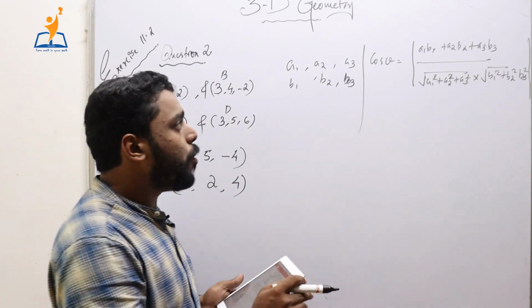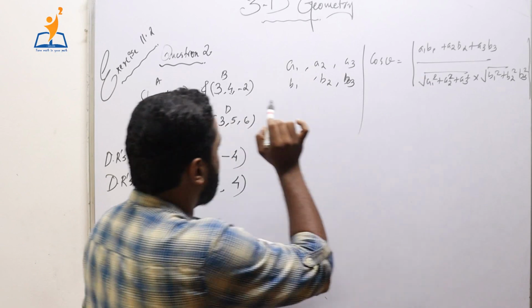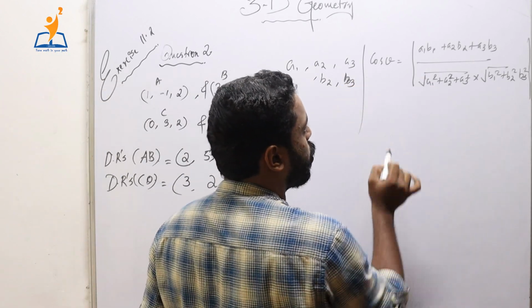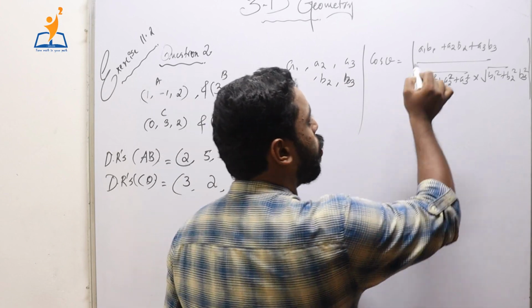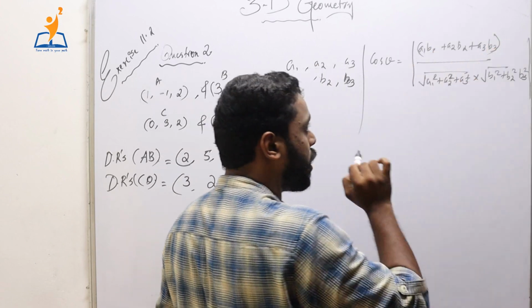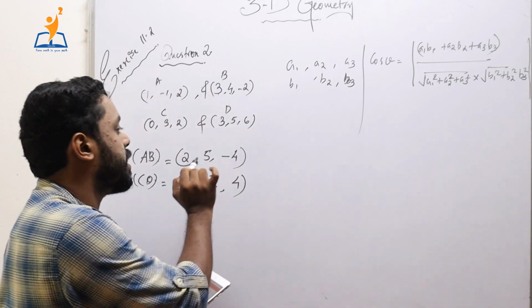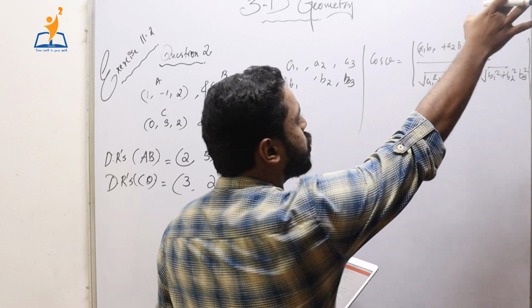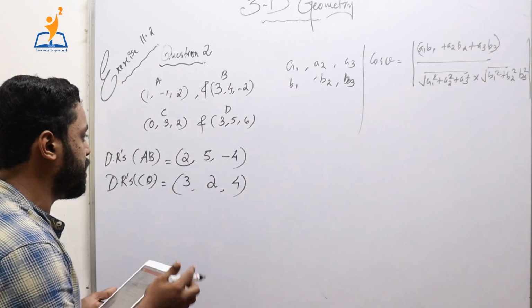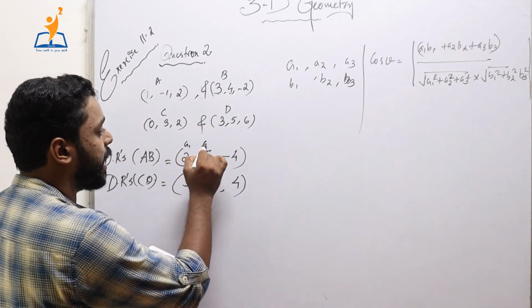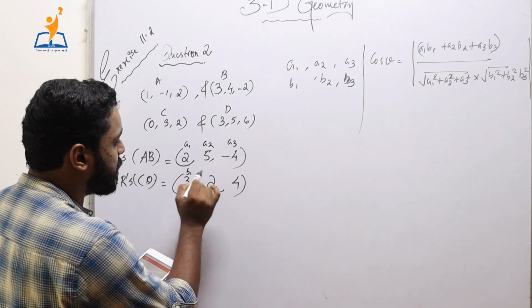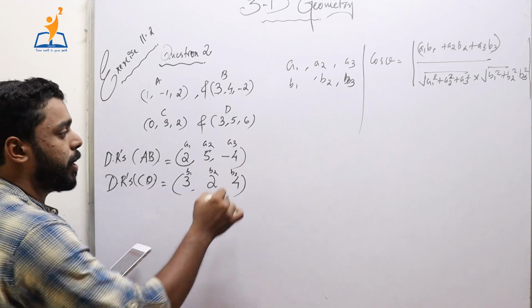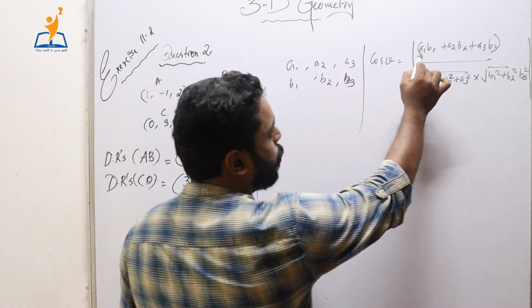Now we have to show that these two lines are perpendicular, which means that cos theta is equal to 0. When will cos theta be equal to 0? When the numerator is equal to 0. So in order to check whether these two lines are perpendicular or not, it is enough for us to check whether this numerator is equal to 0 or not, where A1 is this, A2 is this, A3 is this, B1 is this, B2 is this, B3 is this.